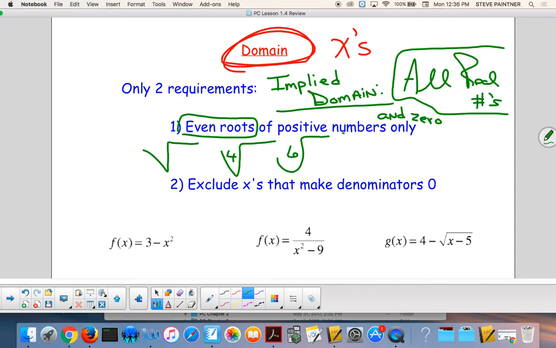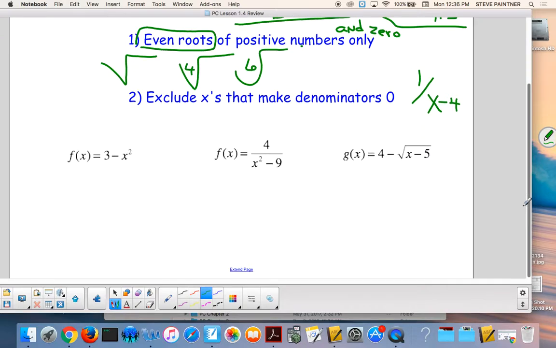Now, what else? When you talk about domain, it excludes x's that make the denominator zero. So like if you say 1 over x is your function, what can't that number be? Can't be 0. So you'd say all real numbers except 0. What if I went like this to you? Now you'd say all real numbers except 4. Okay. All right. You see these three? Go get the domain.